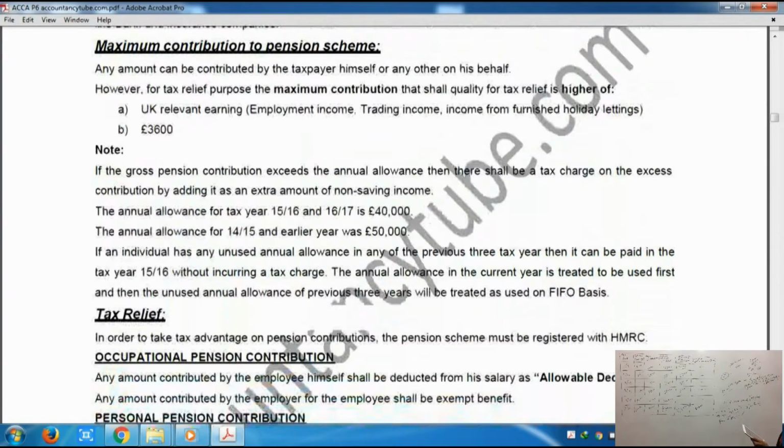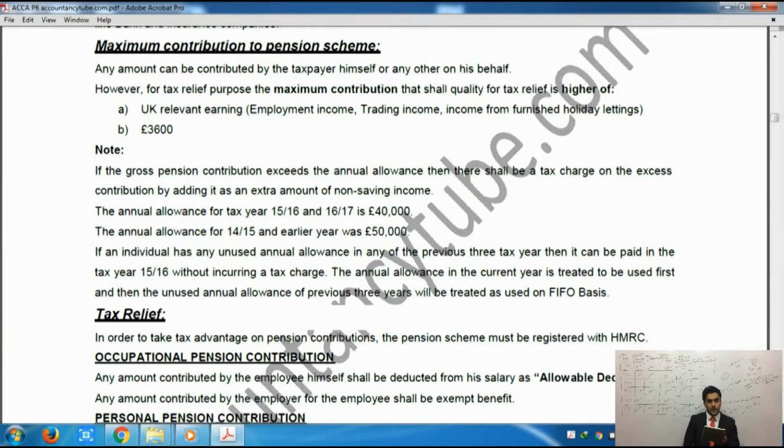Here it says £3,600, we said £3,600, and the relevant earnings. So it says on the notes as well, the maximum contribution that will qualify for tax relief is the higher of £3,600 and UK relevant earnings. In the bracket it says employment income, trading income and income from furnished holiday letting. Then it says that if the gross pension contribution exceeds the annual allowance, then there shall be a tax charge on the excess contribution by adding it in extra of non-savings income.